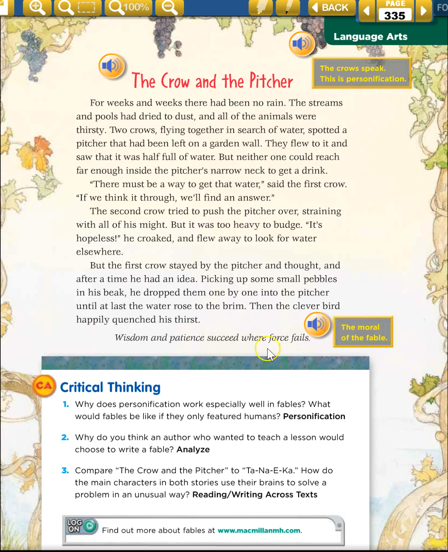So this is the moral of the story. The crows speaking is an example of personification.